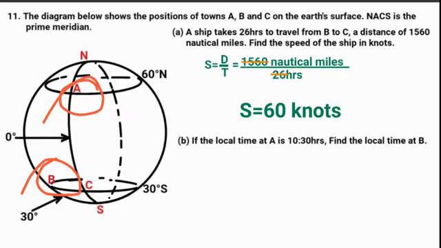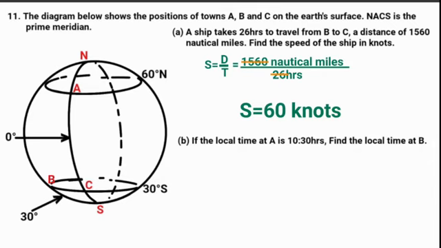Town A, we can take it that it is on the same longitude, which is 0 degrees. You can see that town C and town A are sharing the same longitude. That means they're even sharing the same time. So we can say that the difference between these two towns, town A and B, is 30 degrees.